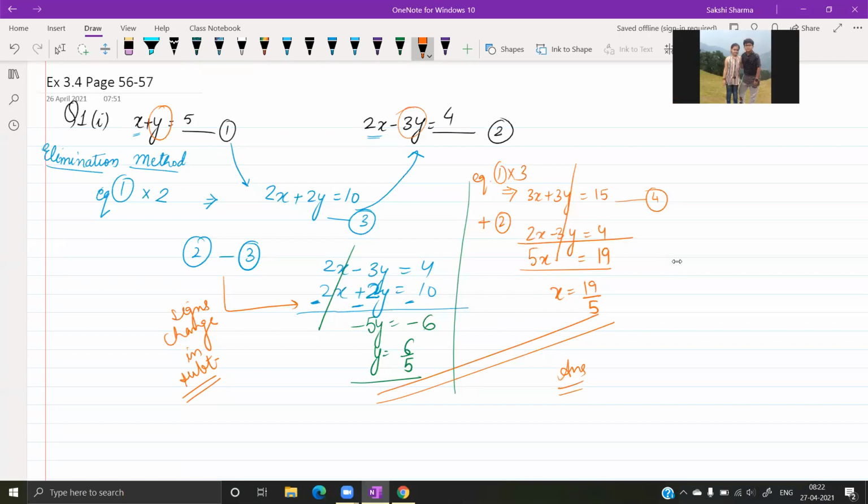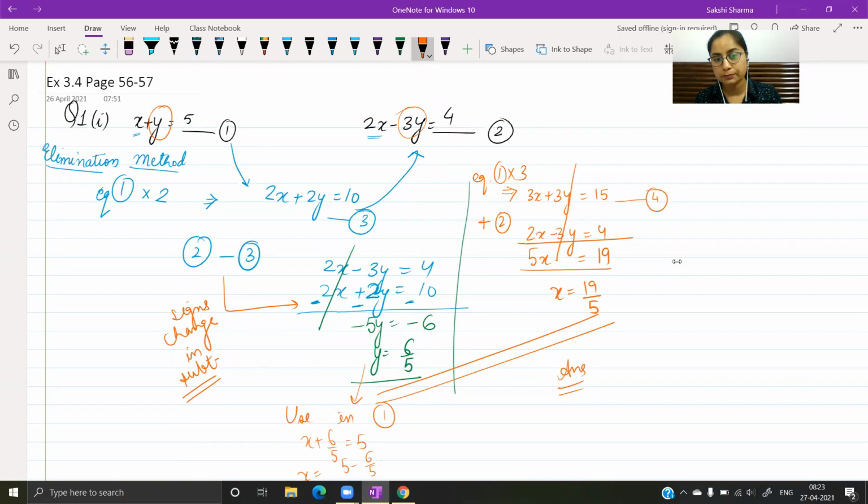Excuse me, ma'am. Yes, Daksh? Ma'am, can we put the value of y in equation 1? Yes, you can. If you put the value of y in equation 1, you get x plus 6/5 equals 5, and then you just obtain x from there.